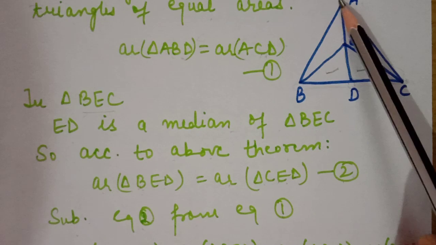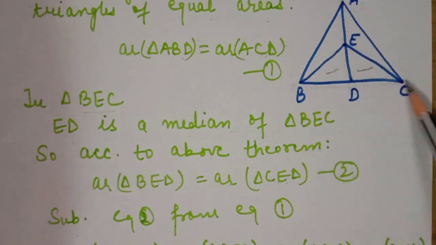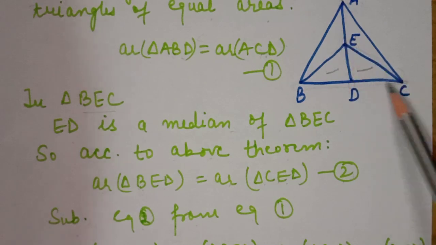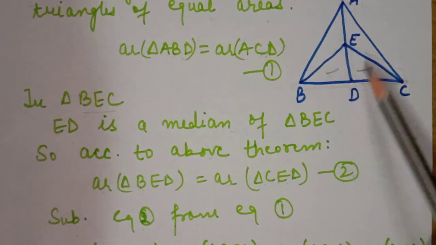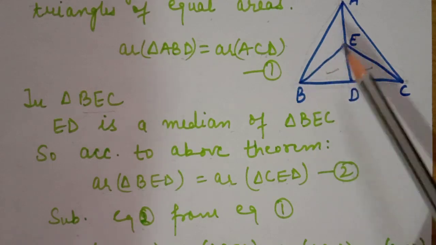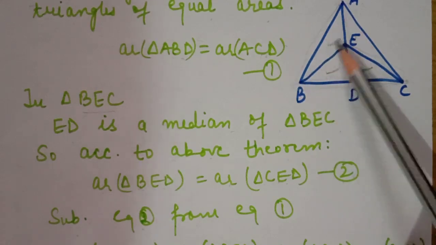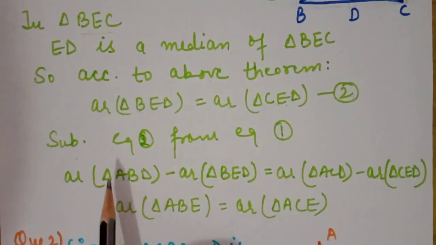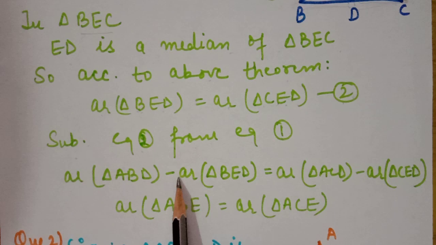According to equation number 1, the complete triangle and half triangle are equal to each other. Equation number 2 is this. These two triangles are equal to each other. When we subtract this triangle from this triangle, then definitely we will get the area of this triangle. So definitely we will proceed: area of triangle ABD, subtract area of triangle BED.